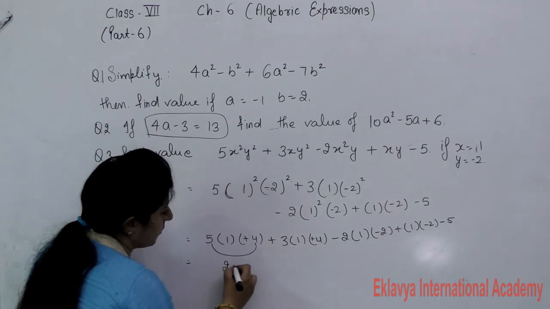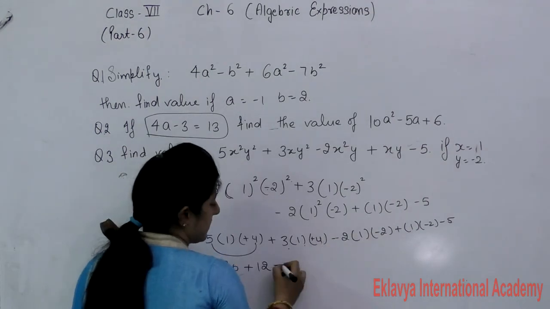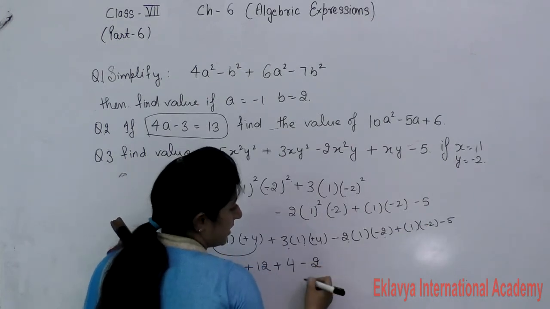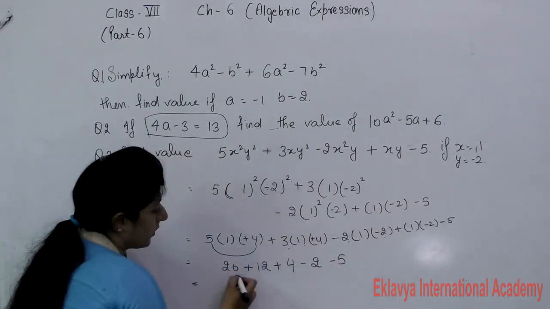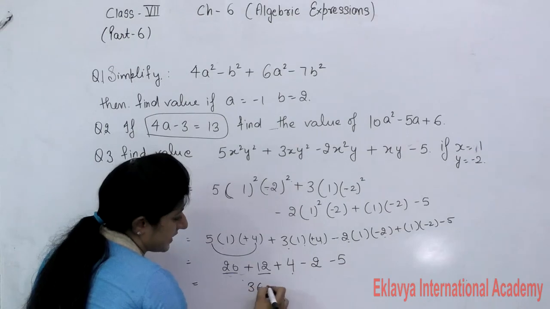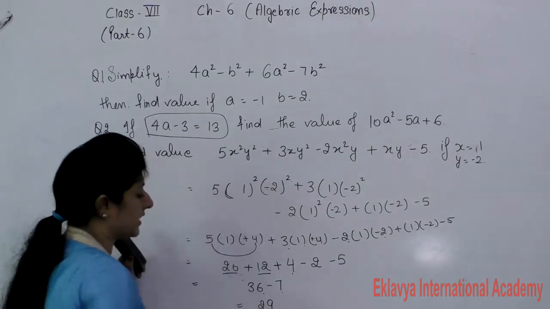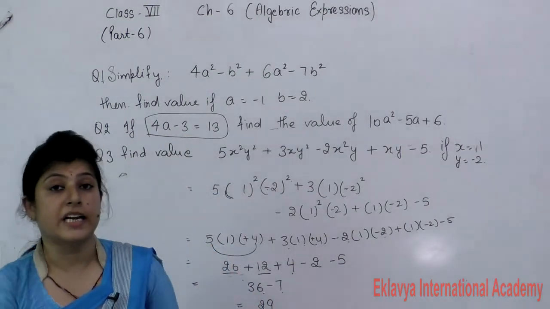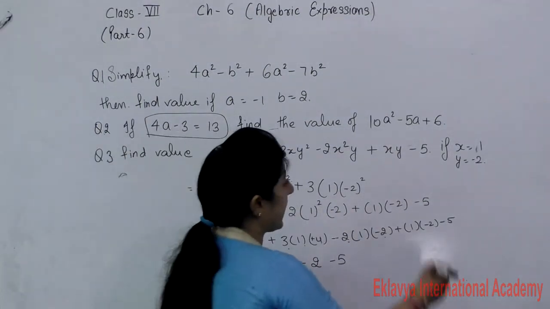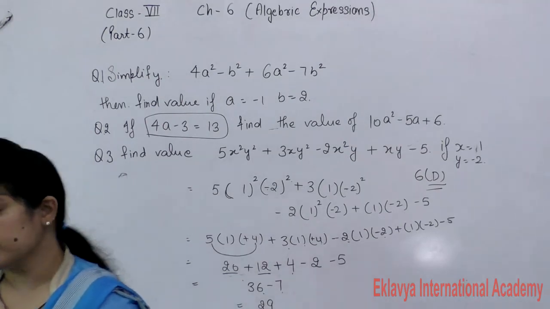5 4s are 20, 3 1s are 3 4s are 12, minus minus plus 2 2s are 4, plus minus, minus 2 1s are 2, minus 5. 20 plus 12, 32 plus 4, 36 minus 7, 29. So now your 6D exercise is complete, and do it in your fair notebook with all these examples. Thank you, student.